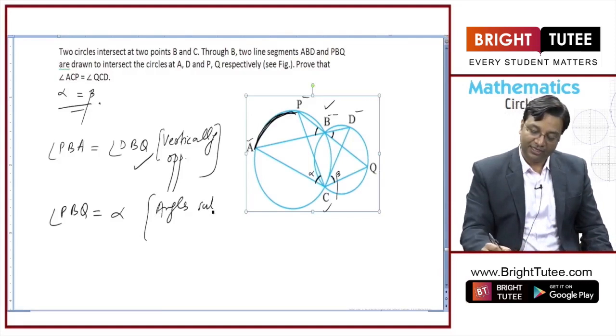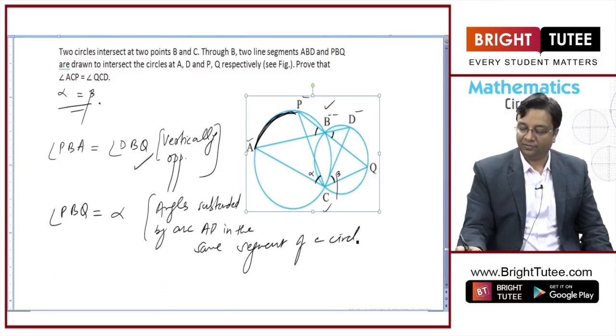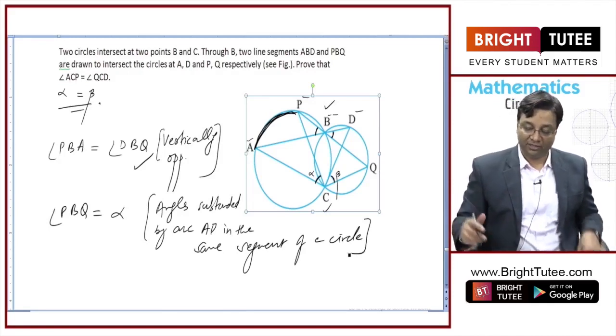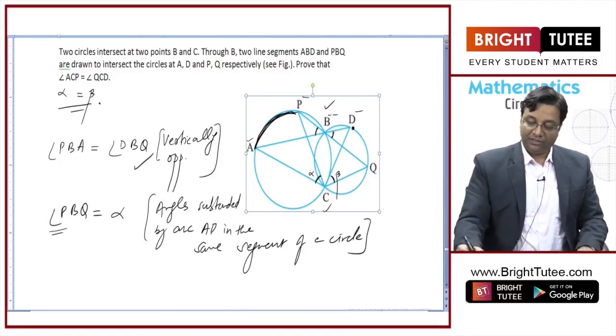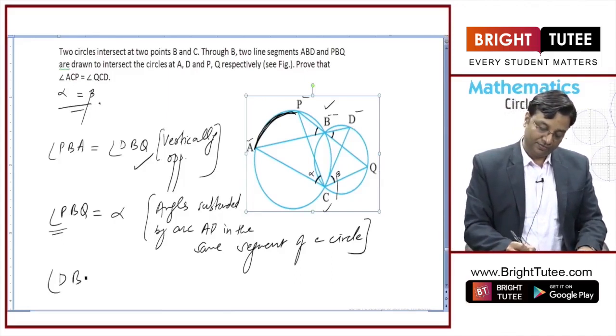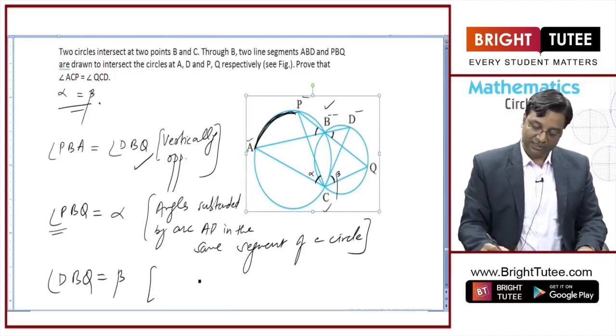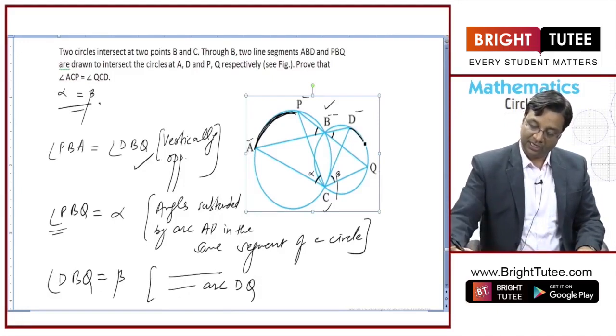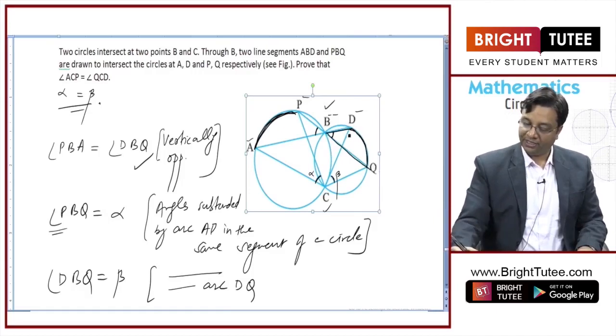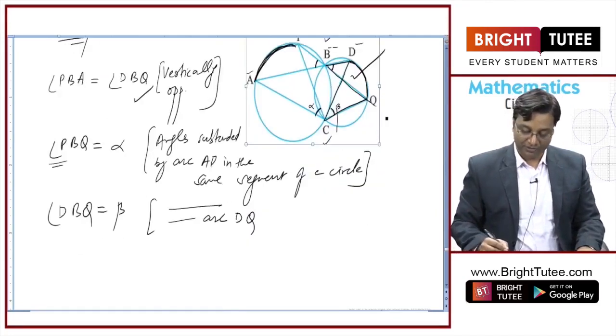Angles subtended by arc AP in the same segment of a circle. I hope this reason you can write yourself. So PBA is alpha and angle DBQ is equal to beta. This time, angle subtended by arc DQ. So I am considering this arc here, DQ. It subtends an angle here and another angle here in the same segment of this circle. So these have to be equal.